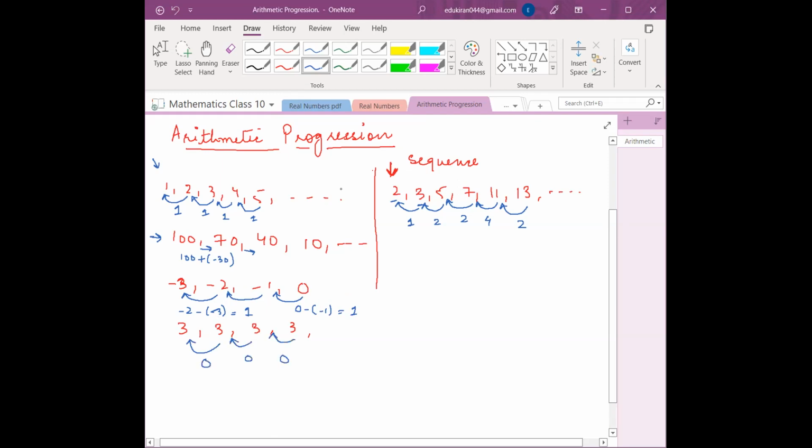So in such types of sequences where there is a general rule which is being followed, such sequences are called progressions. Understood?